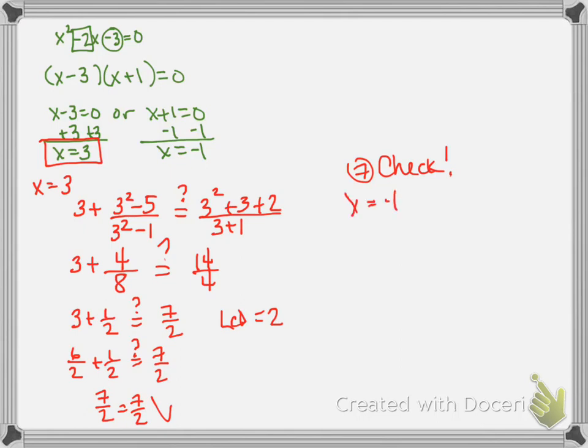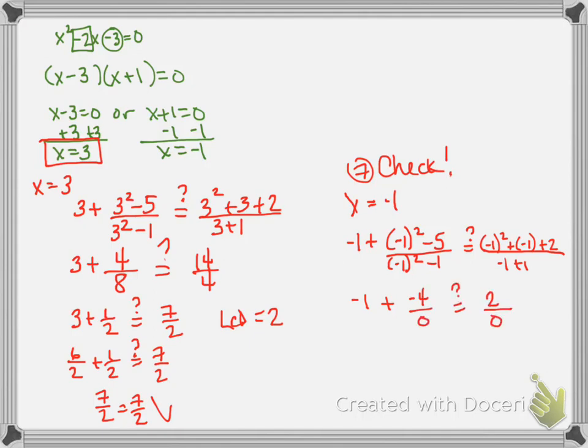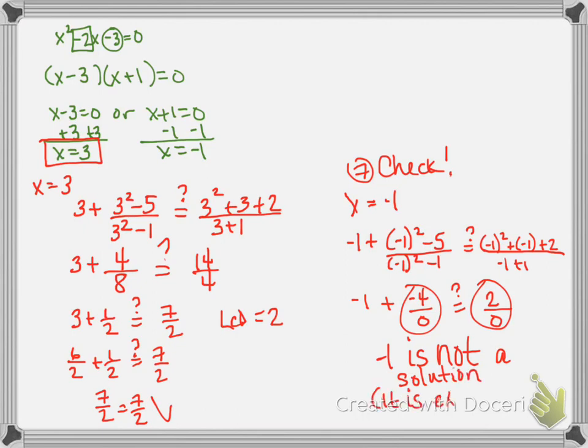Let's check x is negative 1. So negative 1 plus negative 1 squared minus 5 over negative 1 squared minus 1. Does that equal negative 1 squared plus negative 1 plus 2 over negative 1 plus 1? Negative 1 plus negative 4 over 0. Does that equal 2 over 0? Well, this is an issue or a concern. We can't divide by 0. This is undefined. So negative 1 is not a solution. It's extraneous. And our only solution was x equals 3.